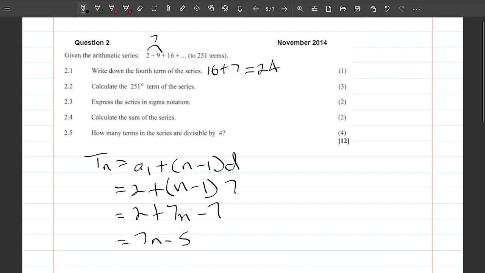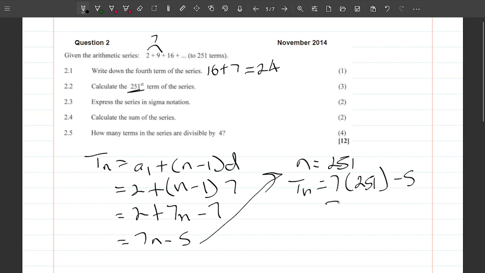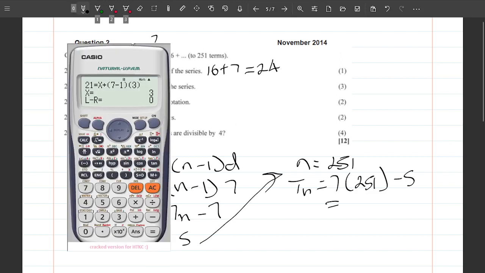This is what we get for the nth term. However, we need to find out which one is the 251st term. So we're going to be finding n equals 251. So what I'm doing then is saying Tn is going to be 7 times, and instead of n, it's 251 minus 5. And then we let the calculator play this game for us.